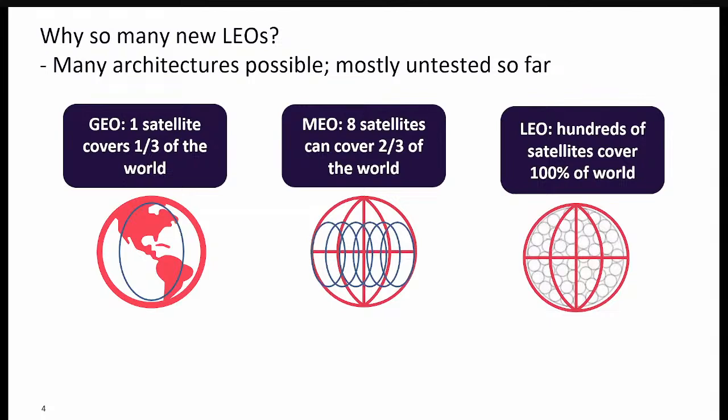So medium Earth orbit, you only need about 8 satellites, and you cover most of the world's population, but not all of it, and not all of the geography. So low Earth orbit, you need hundreds of satellites, frankly, to cover the globe. But then you have coverage literally everywhere.